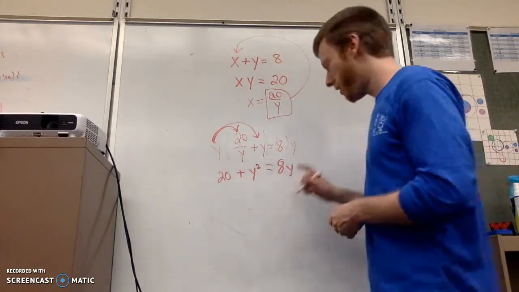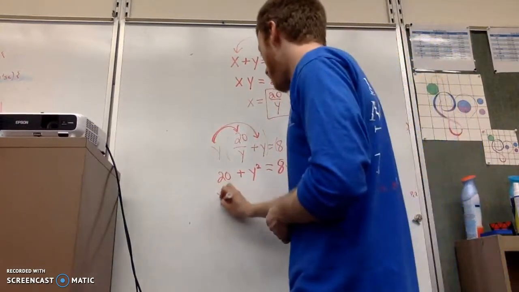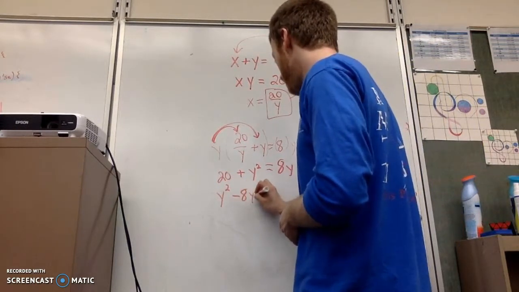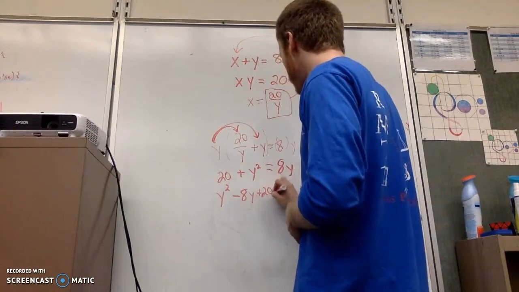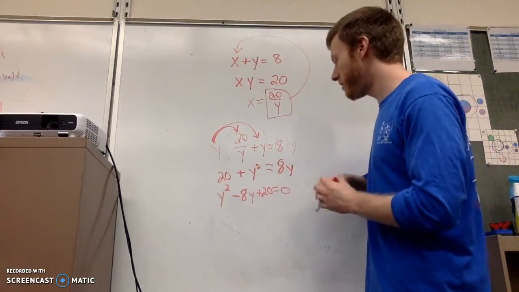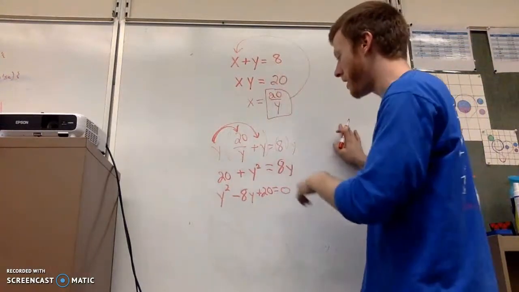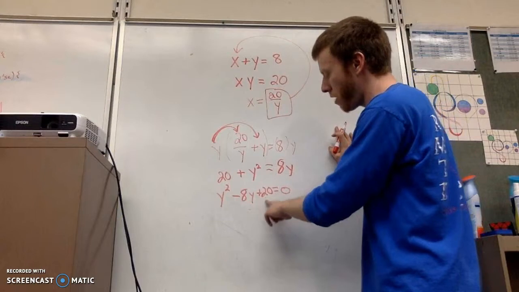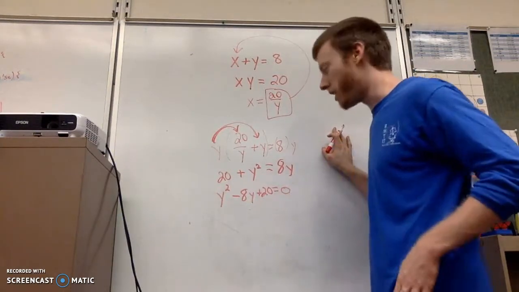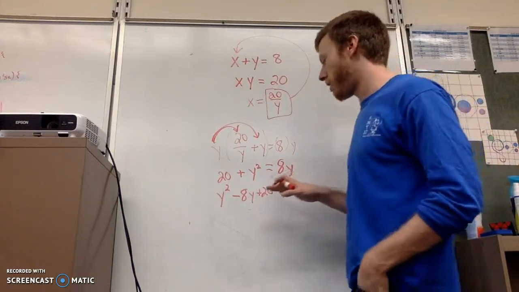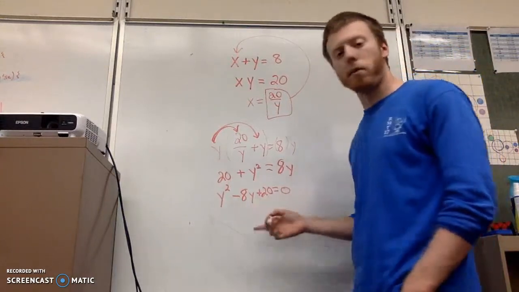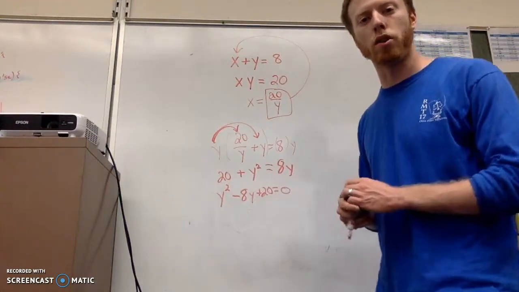Okay, and let's move the things to the other side. We've got y squared minus 8y plus 20 equal to 0. Now, if you think about it, this is kind of what we have established already, because now we're thinking to ourselves, what two things, when I multiply them together, give me 20, and add together to give me 8? The issue is, well, that's what we're trying to solve. So I don't think anybody in here could factor this.